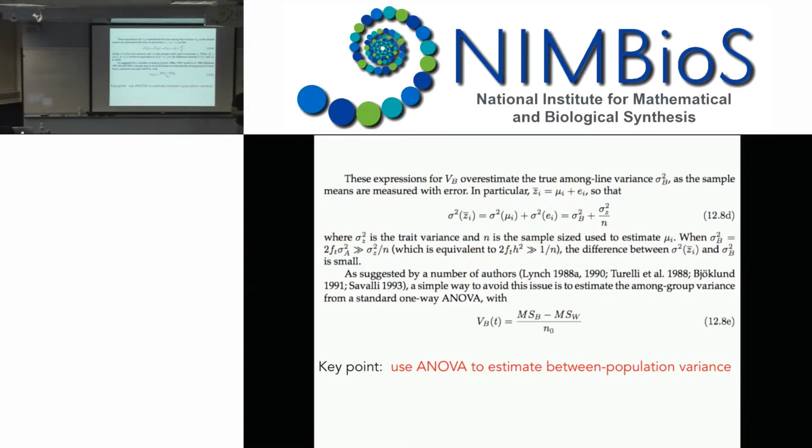What's the cleanest way to estimate a between line variance? Use analysis of variance, because if I simply take the mean estimates themselves, those are the true means plus error. I want the variance in the true means, and to get the variance in the true means, I use ANOVA to get that out. Otherwise, I get an error term that's built in. Okay? Just kind of nuts and bolts so far. So far, so good?